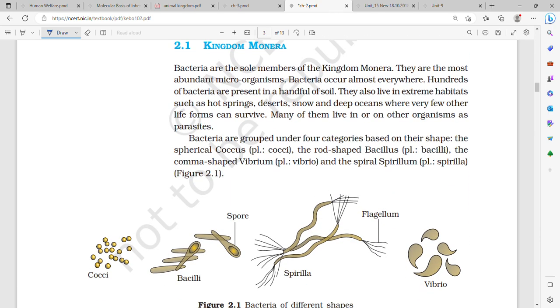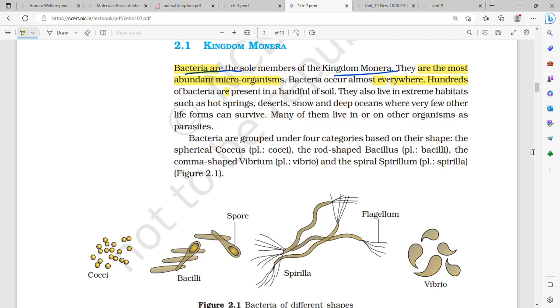Now kingdom Monera. Bacteria are the sole members of kingdom Monera. They are the most abundant microorganisms. Which are the sole members of kingdom Monera? Bacteria. Which are the most abundant microorganisms? Bacteria. Bacteria are the sole members of kingdom Monera, and they are the most abundant microorganism. They occur almost everywhere.